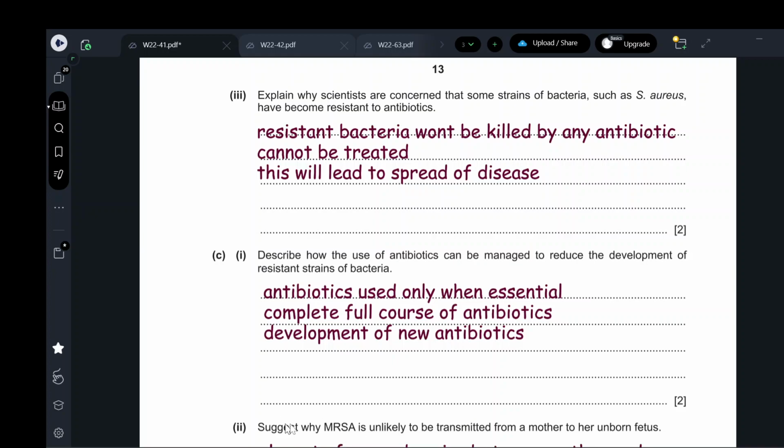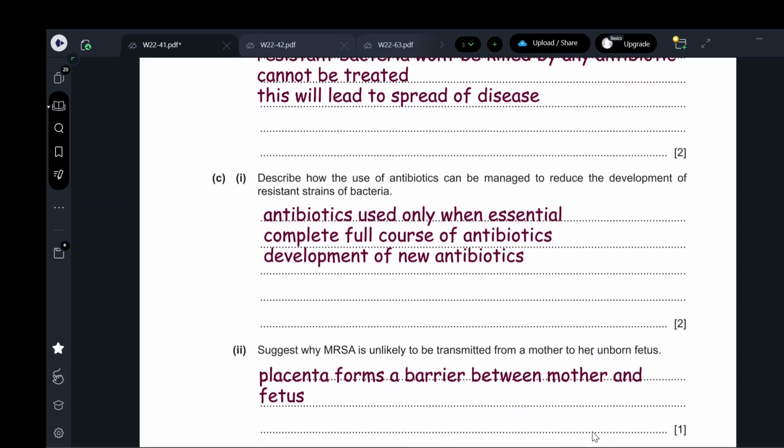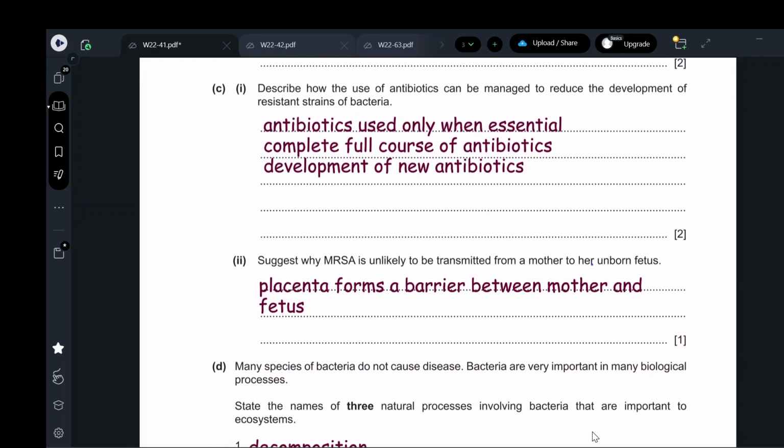Suggest why MRSA is unlikely to be transmitted from a mother to her unborn fetus. A suggest question, but it is something related to what you took. The placenta forms a barrier between the mother and the fetus. This is the function of the placenta. The blood of the baby and the blood of the mother do not mix together, to avoid the transmission of bacteria from the mother to the baby.